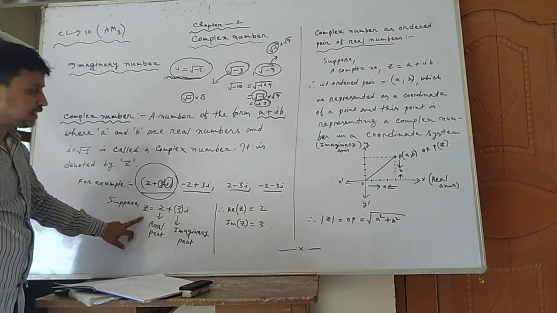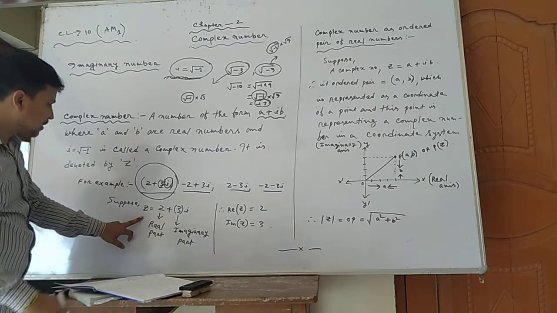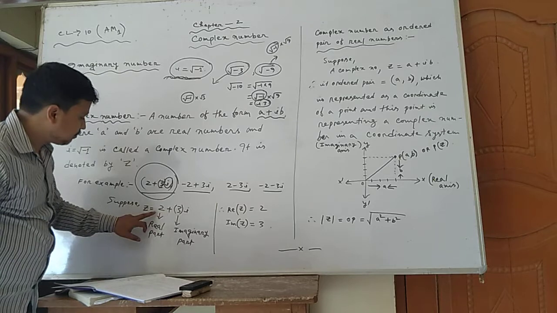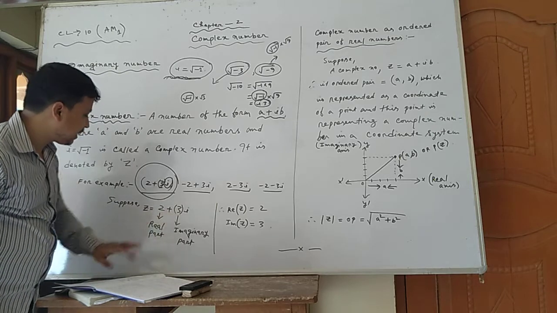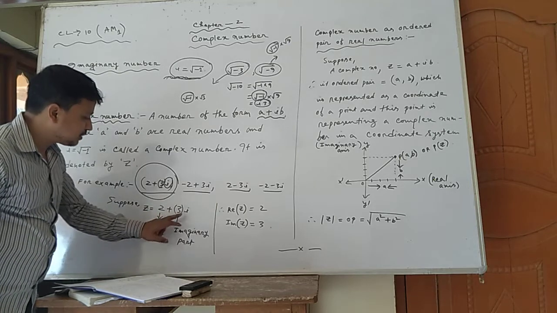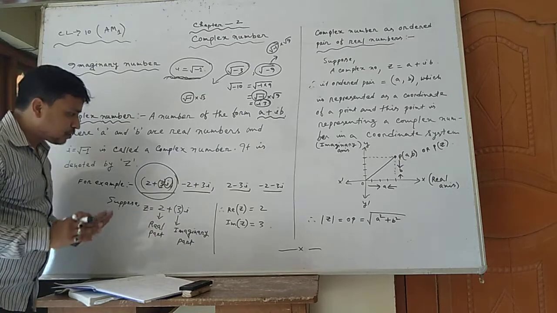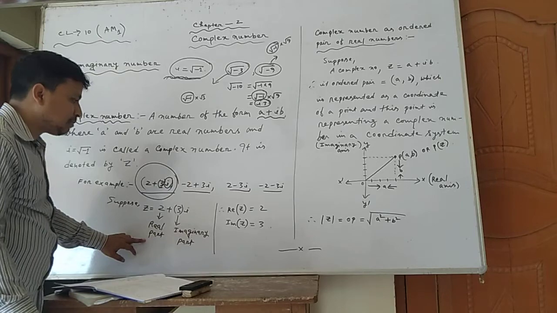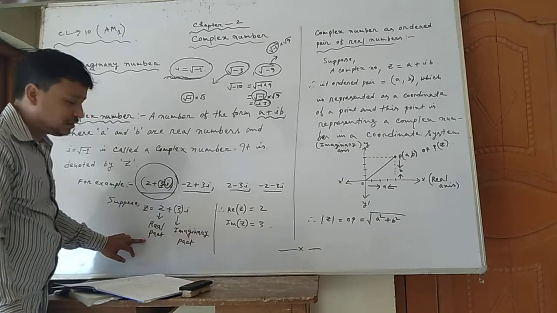Complex numbers are generally denoted by z. Suppose we consider one example: z equals 2 plus 3i. 2 is the real part, 3 is the imaginary part. Suppose you get a question: write down the real part and the imaginary part of the complex number.